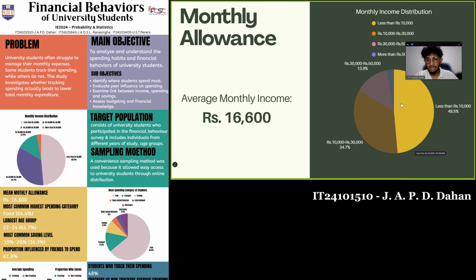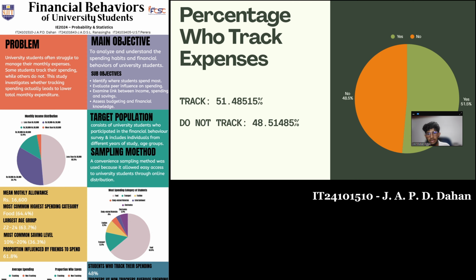We begin with the monthly allowance. The average monthly income of a student is around 16,600. This helps us to understand the financial capacity of a student and how it influences their spending habits. Here we see that 51% of students track their expenses while 49% do not. This nearly even split allows us to compare both groups meaningfully.